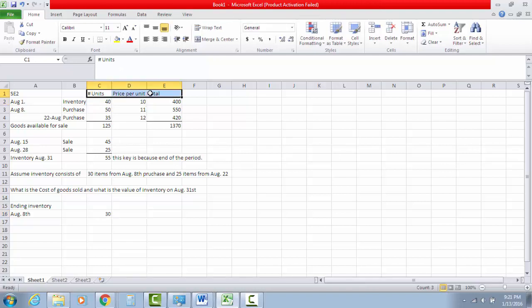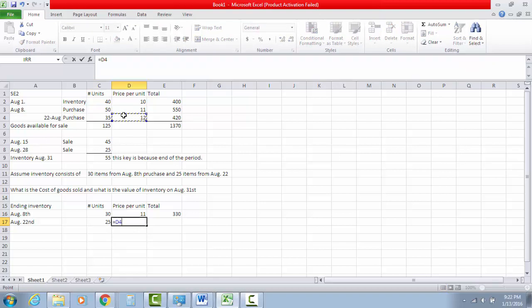So hold on, I'm just going to copy my totals here. We have 30 units of that available. And remember, on the 8th, we purchased at $11. So our value in inventory of that is $330. And then on August 22nd, we have 25 units of that available. And we purchased that for $12 a unit. Therefore, the value of that is $300. So our total ending inventory value is $630.